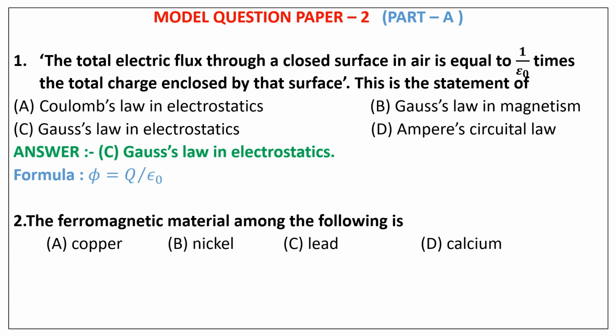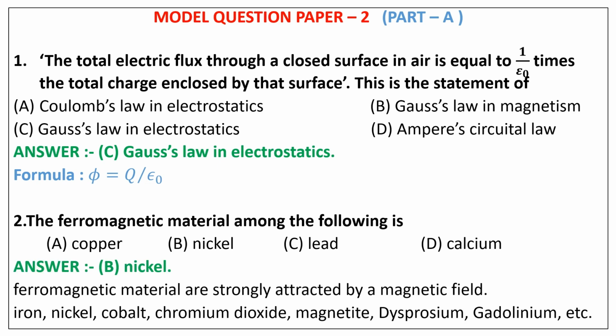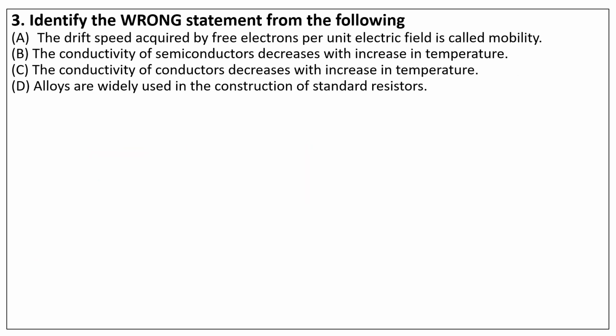2. The ferromagnetic material among the following is A. Copper, B. Nickel, C. Lead, D. Calcium. Answer B. Nickel. Ferromagnetic materials are strongly attracted by a magnetic field. Some more examples are iron, nickel, cobalt, chromium dioxide, magnetite, dysprosium, gadolinium, etc.